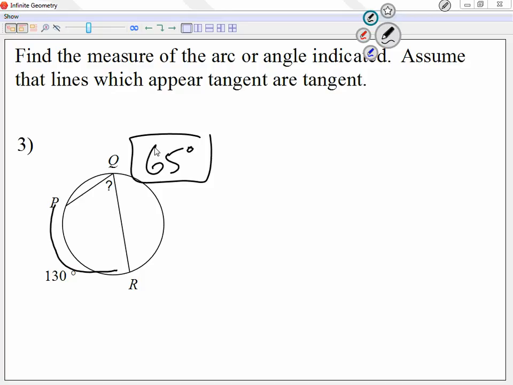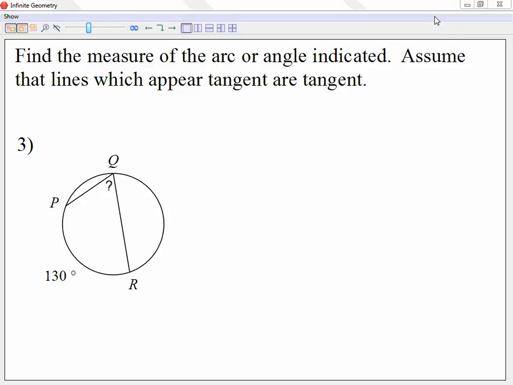Because remember that the arc was given, so I divided the arc by 2 to get the angle. Remember, the angle is smaller than the arc, if we can say that. So the front side is all numerical. Any questions on the front?